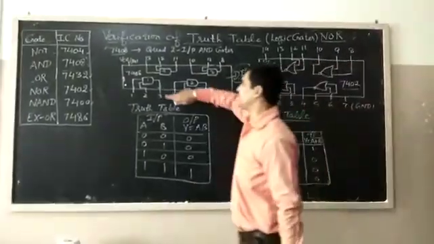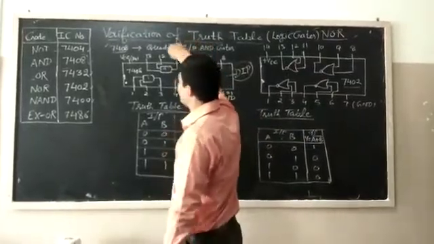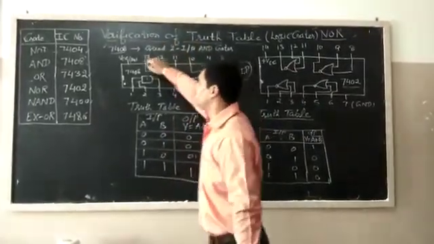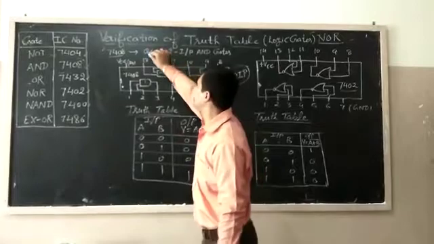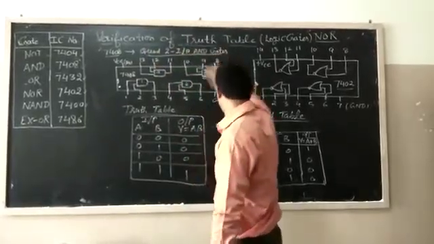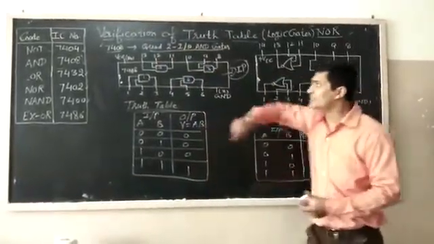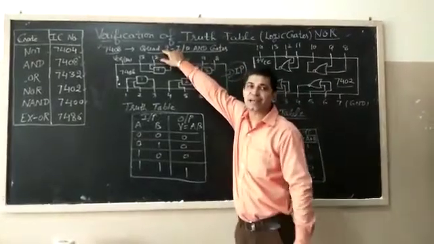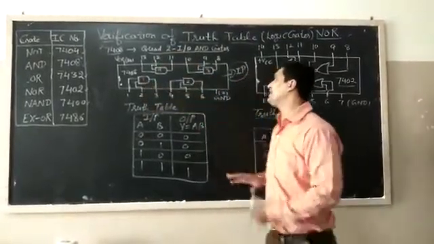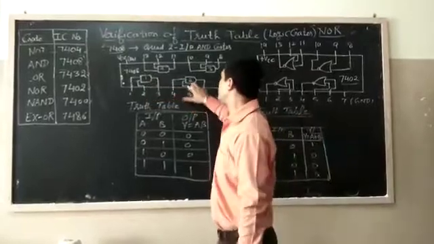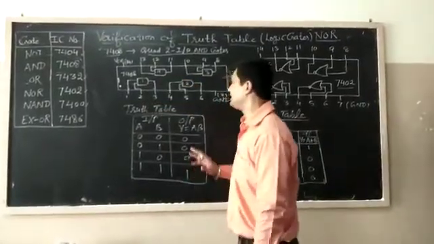So we will take an example of the AND gate. Its IC number is 7408. Here you will find quad 2 input AND gate. Quad stands for it comprises 4 AND gates. So here you will find that 1, 2, 3, 4 AND gates are there.